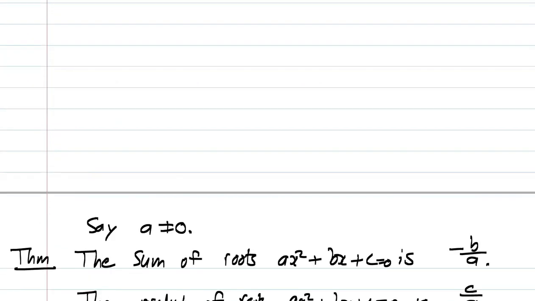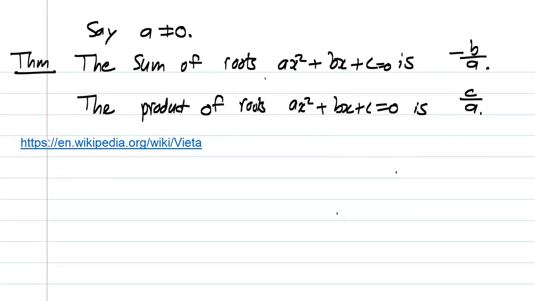All right. So the second problem that I want to look at is, first we're going to start with a theorem. Say a is a non-zero number. You can show the sum of the roots of ax squared plus bx plus c equal to 0 is minus b over a. And the product of the roots is c over a. If you want to read more about this, you are more than welcome to read up on Vieta's formulae.